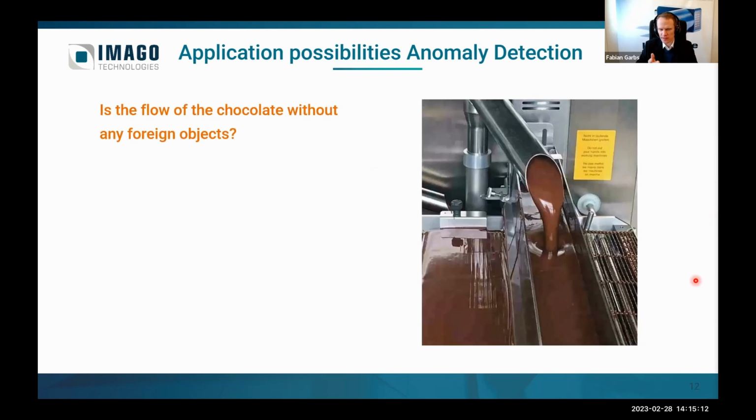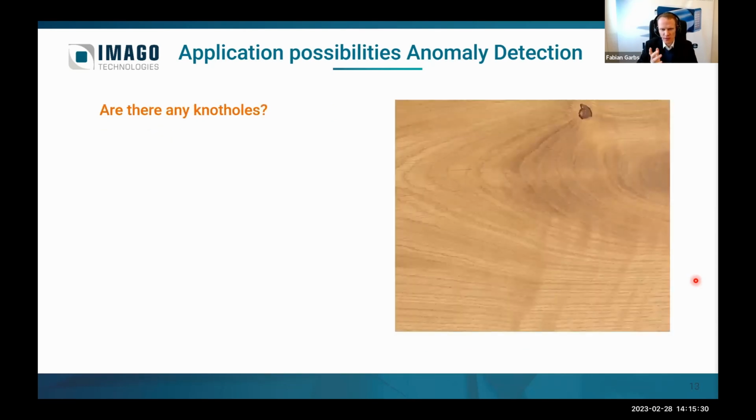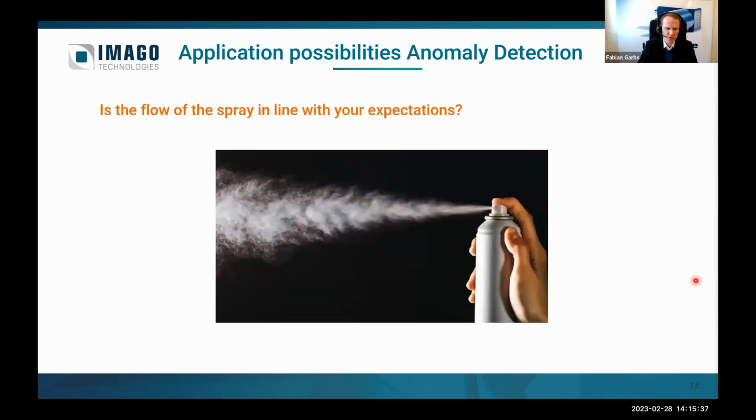Or in some kind of food production, like chocolate production, is the chocolate really pure, or are there maybe some animals, flies, bees, or some other foreign objects inside? It could also be used in checking materials, like here in the wood. Or, for example, if you check the spray can, or even the spray pattern, you could check the quality.